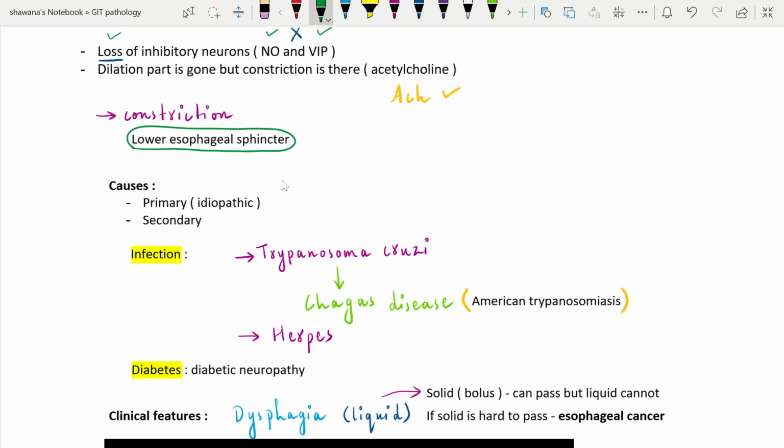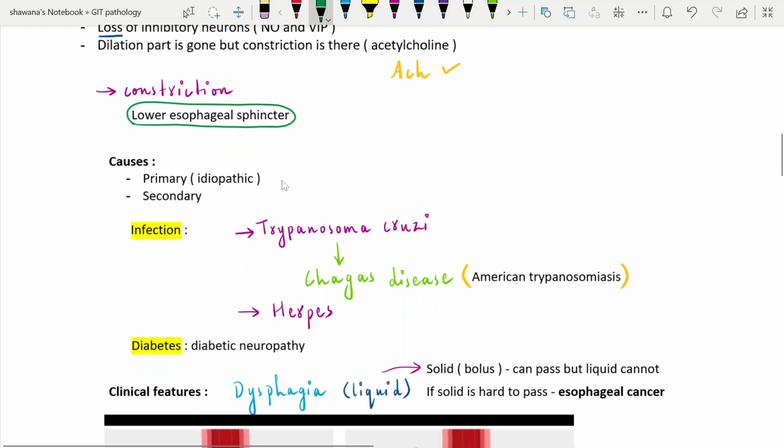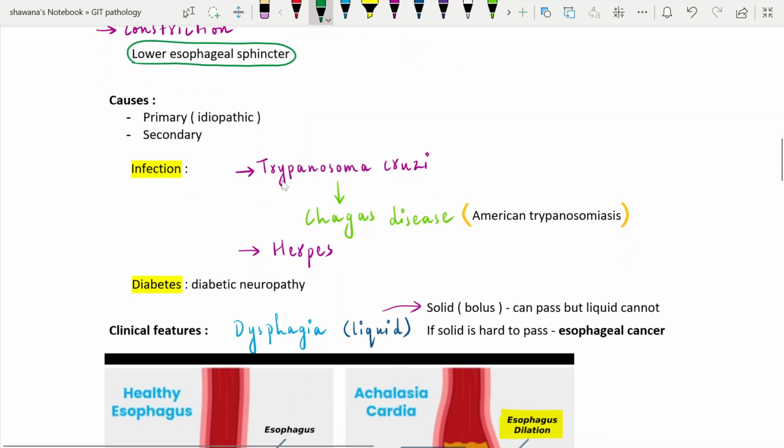It's a very important agent that causes this disease, because Trypanosoma cruzi is also responsible for Chagas disease. Chagas disease is also known as American trypanosomiasis, and the result is achalasia cardia. It's the constriction or stenosis of the lower esophageal sphincter. The herpes simplex virus also can cause achalasia cardia symptoms.